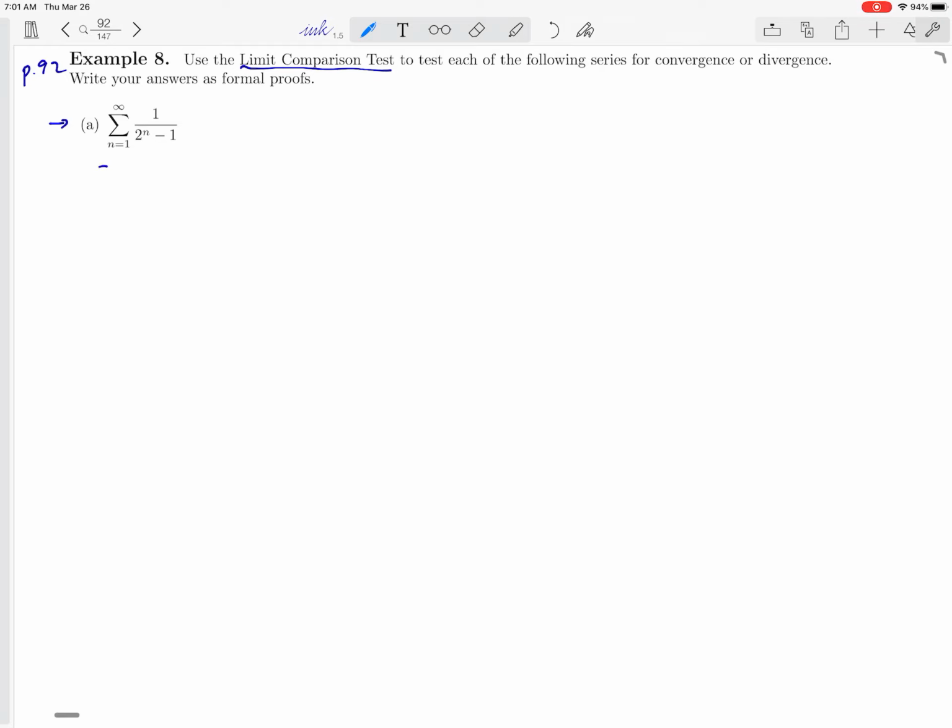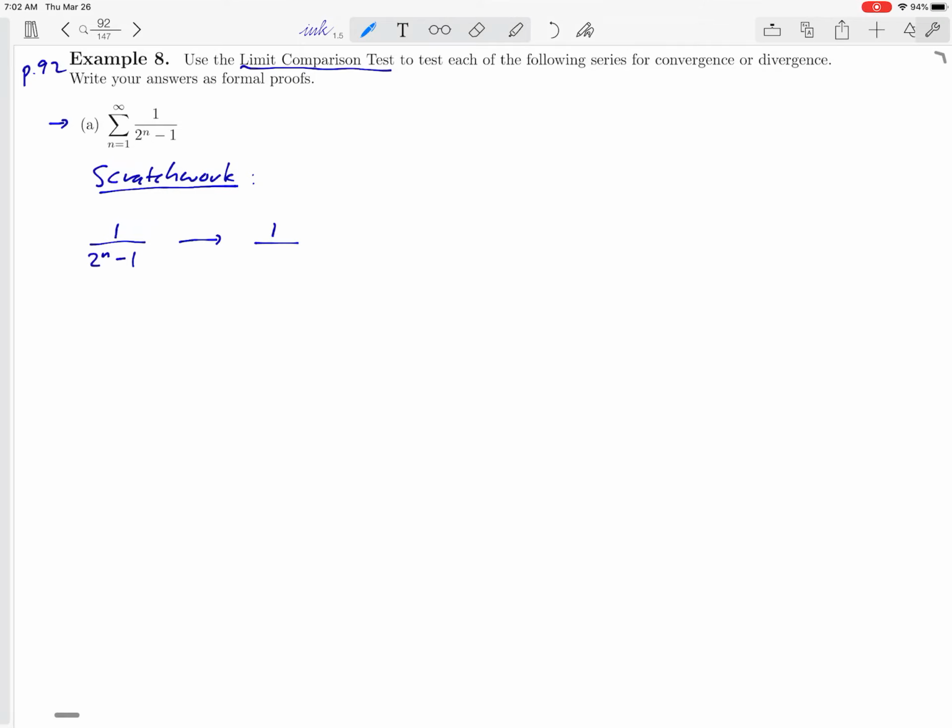Okay, since the limit comparison test is a little bit more involved than other tests that we've used, I like to start by doing a little bit of scratch work. All right, so we will start with the term in the series that we were given, 1 over 2 to the n minus 1, and the idea of the limit comparison test is to find a nicer series that's somehow similar to this one. Okay, and generally what you do to find that nicer series is to think about dominant terms.